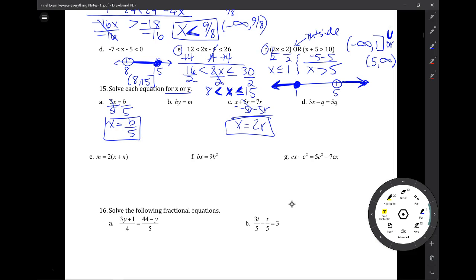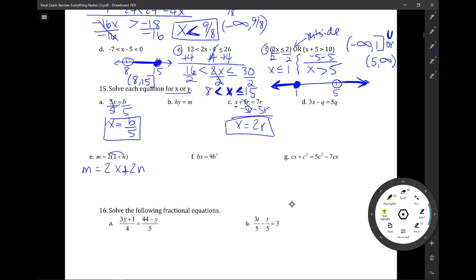So let's do one that's going to make us have to think a little bit more. Let's do E, and then I think actually I'm going to modify one of these. I think I'll modify F. All right, so let's do E. To solve for x, I think most of us would probably distribute the 2. So you have 2x plus 2n. So it wants me to get x by itself.